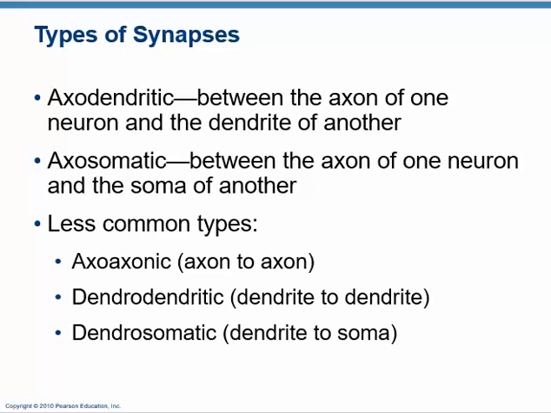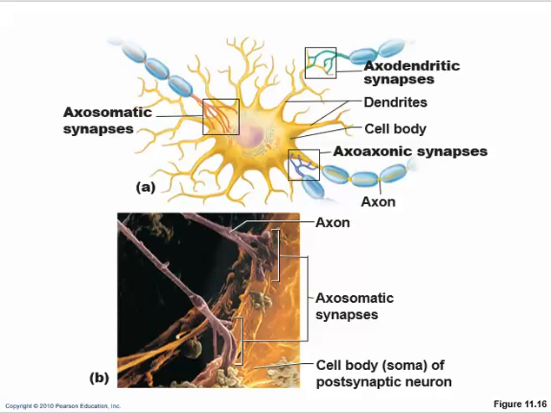So the synapses can go from the axon of one to the dendrite of another, or you can go from the axon of one to the body of another, or you can go axon to axon or dendrite to dendrite, but those are less common. So this is axon to dendrite, this is axon to body here.